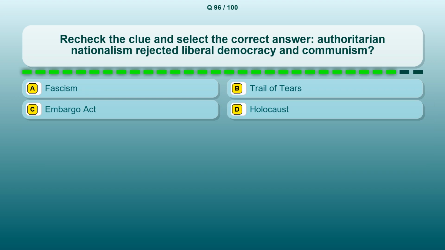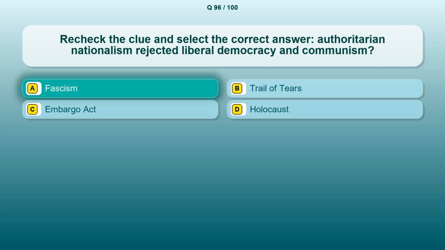Question 96. Recheck the clue and select the correct answer. Authoritarian nationalism rejected liberal democracy and communism. Option A, fascism. Option B, Trail of Tears. Option C, Embargo Act. Option D, Holocaust.